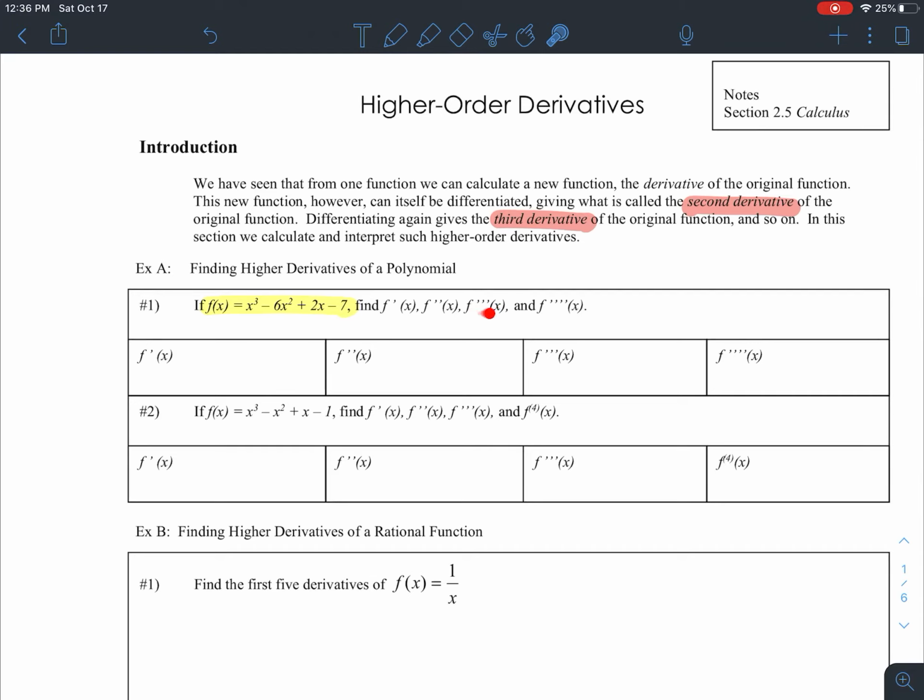Then they put two apostrophes there, that's the second derivative. Once you get past about 3 apostrophes, it starts to get a little complicated looking at 4 apostrophes. So a lot of times they'll just put a little 4, like in this notation here, or 5, and so on.